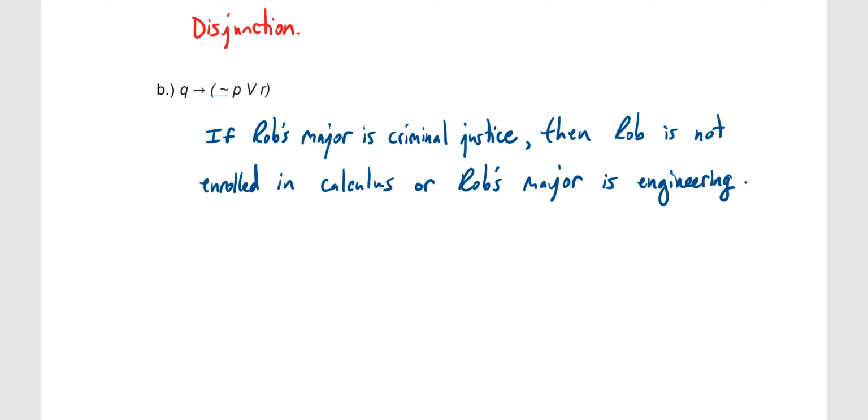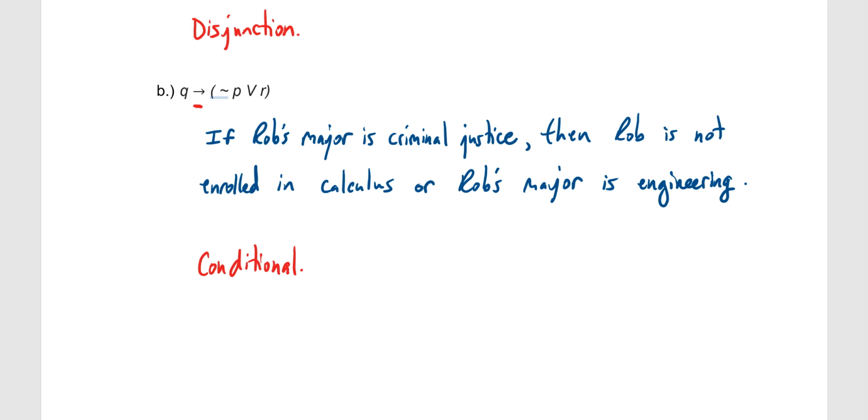And now trying to determine what kind of compound statement this is. It's going to be the symbol outside of the parentheses, which is going to be the conditional. It's going to be the arrow. So this is a conditional statement. So even though it was a disjunction inside the parentheses, we don't care about that. We care what was outside, which was a conditional.